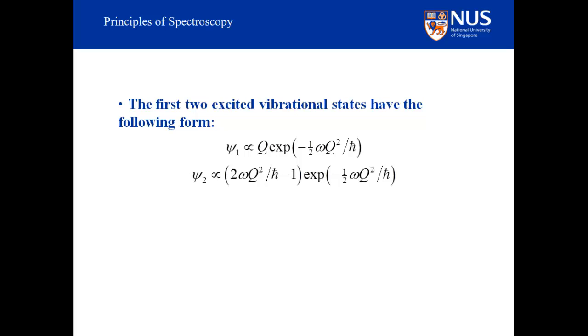Now let's look at the excited vibrational states. The first two excited vibrational states have the following mathematical form. Note that psi1, the first excited vibrational wave function, is the product of Q and the ground state wave function, and psi2, the second excited vibrational wave function, is the sum of the product of Q squared and the ground state wave function and the ground state wave function.